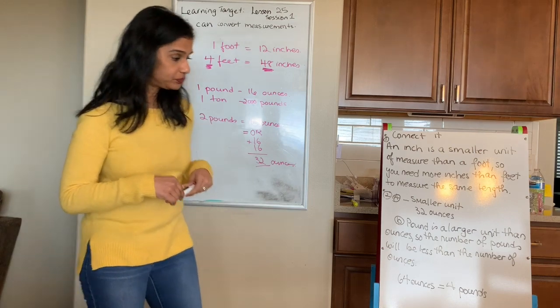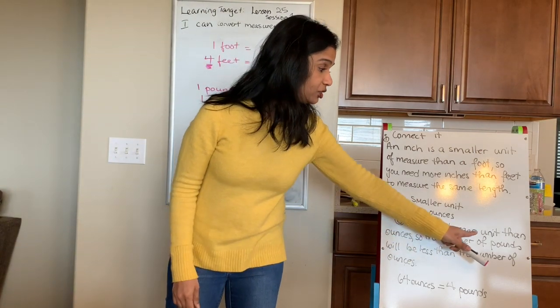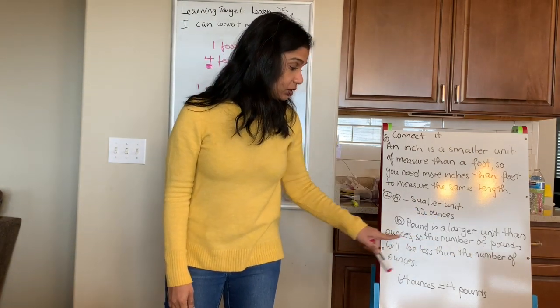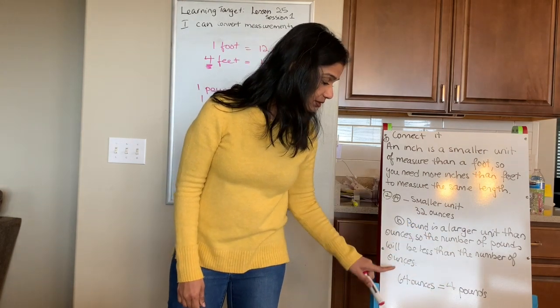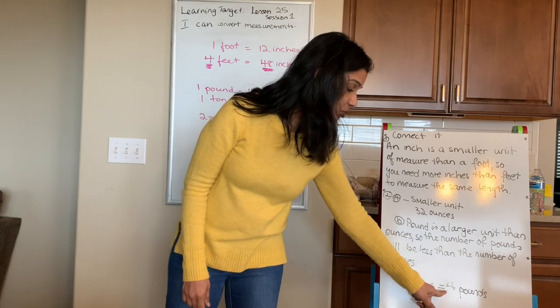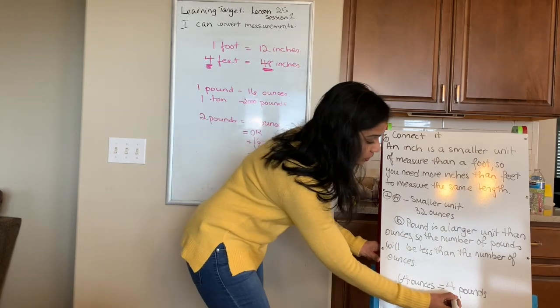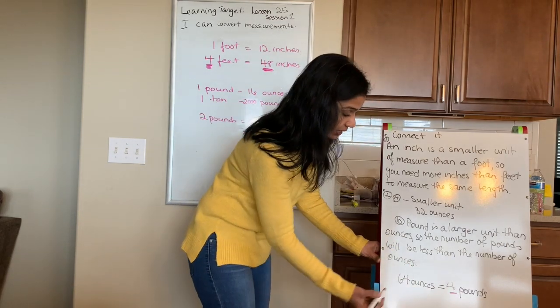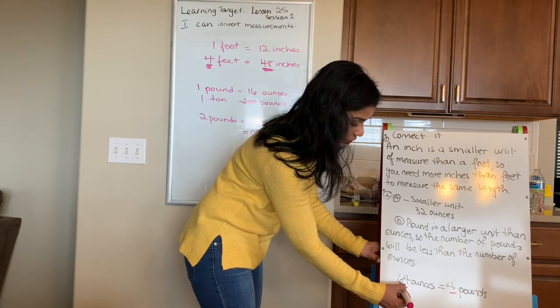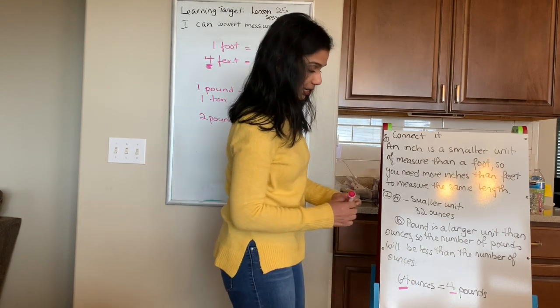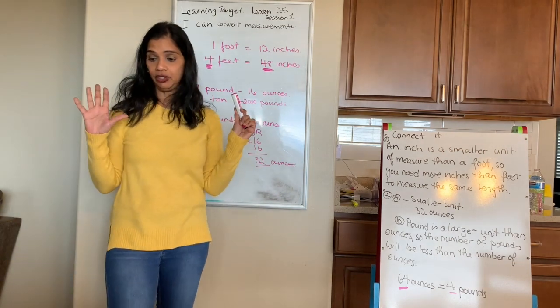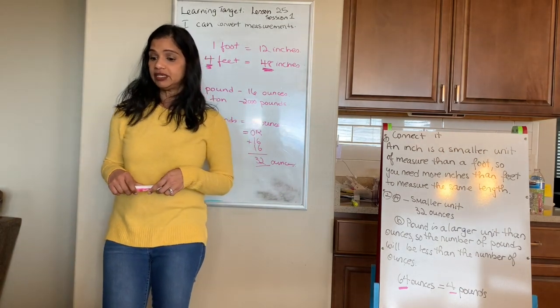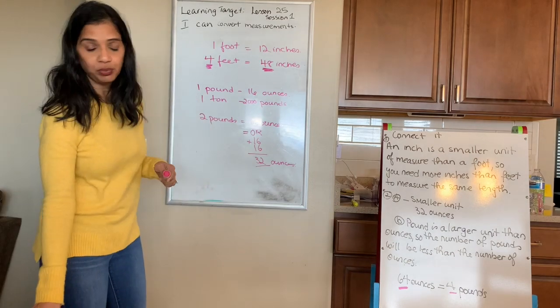How do you know? Pound is a larger unit than ounces, so the number of pounds will be less than the number of ounces. So 64 ounces is equal to 4 pounds. See, 4 is a number less than 64. That's what it's saying. All right? Do you have any questions on that so far? Let me know.